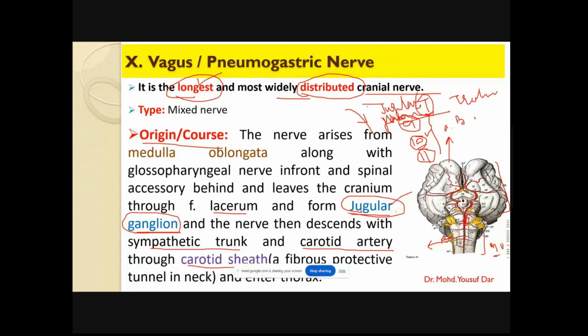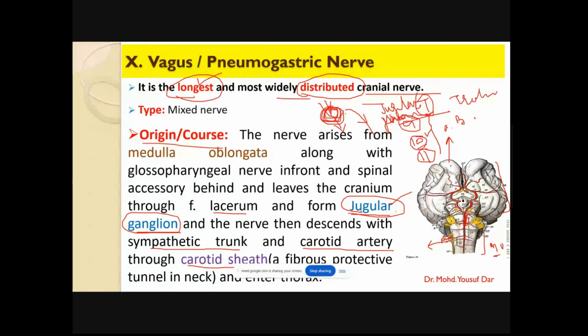So when it descends along the side of the neck through the jugular furrow, तो उसके साथ क्या accompany करता है, there are other structures that is a sympathetic trunk and carotid artery. तो ये सारे मिलके they will pass through a connective tissue sheath होता है, एक टनल होती है, तो ये सारे उसी में से पास होके जाते हैं, that is known as carotid. इसको हम बोलते हैं that is known as carotid sheath.